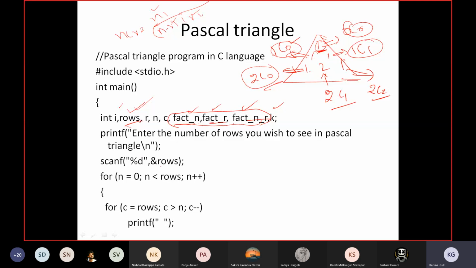Let's begin. Now I am asking you to enter the number of rows you wish to see in the Pascal triangle. Is it okay? Yes, ma'am. Okay, next. So I'm going to read that. What is the thing that you have to remember in case of printing the pattern?